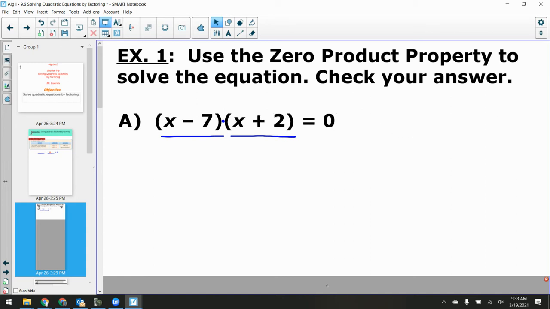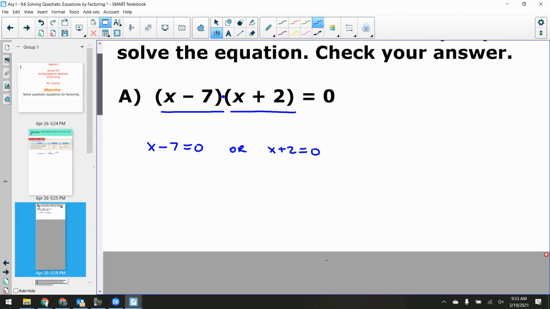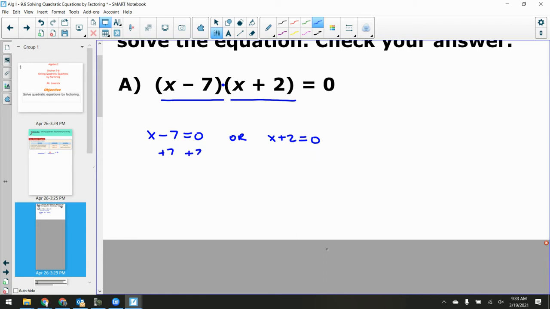So what I can really say is that this could end up being 0, or this could end up being 0. This piece could equal 0, or that piece could equal 0. So usually we're going to create for ourselves two little mini equations to solve. And then at this point, we just solve those little mini equations. We add 7 to both sides, so we get x is equal to 7. We subtract 2 from both sides, we get x is equal to -2. We get 2 solutions for these equations most of the time.